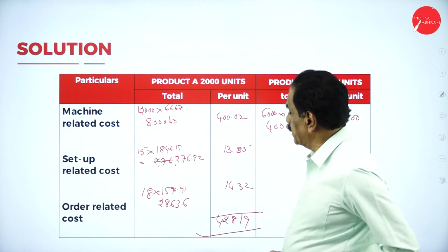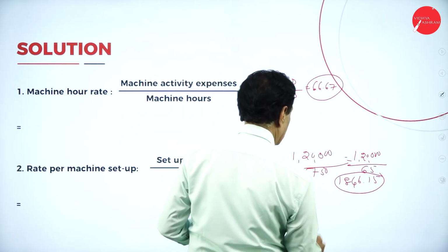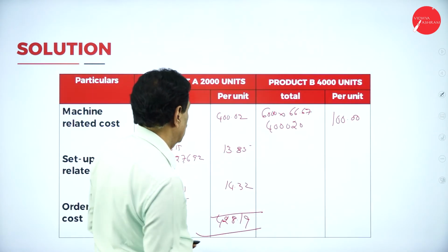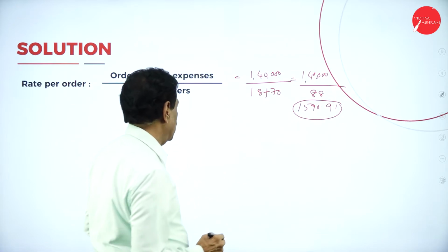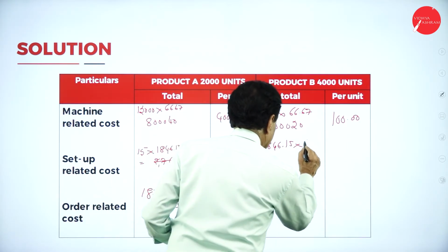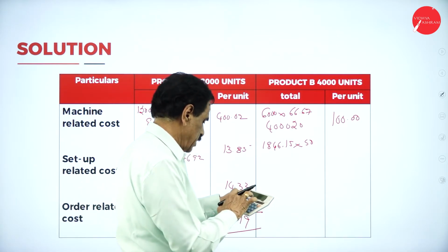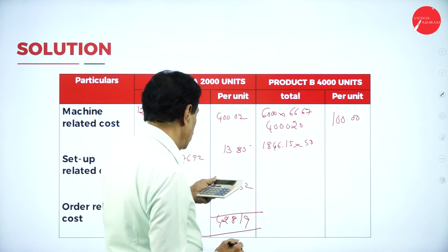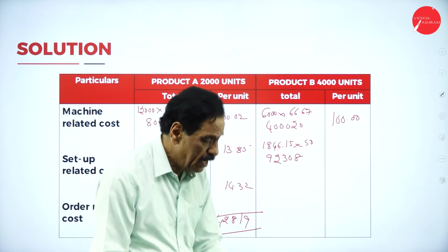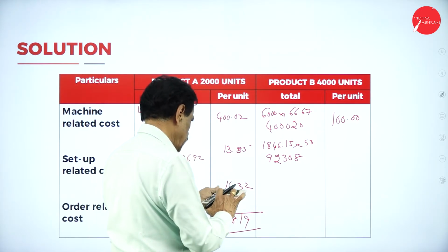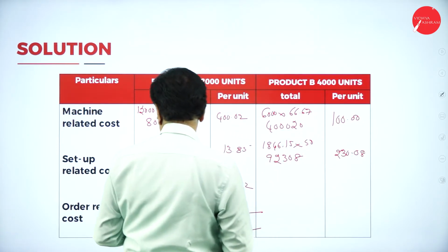Then setup related cost. Here, 1,846.15 into the number of setups, which is 50. 1,846.15 into 50 is 92,308. 92,308 divided by 4,000 units gives 230.08.